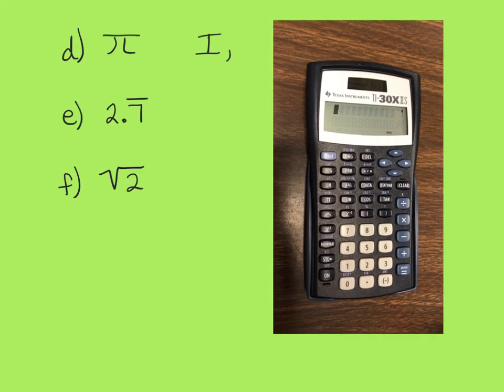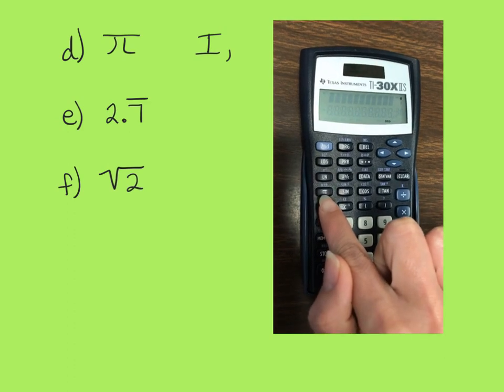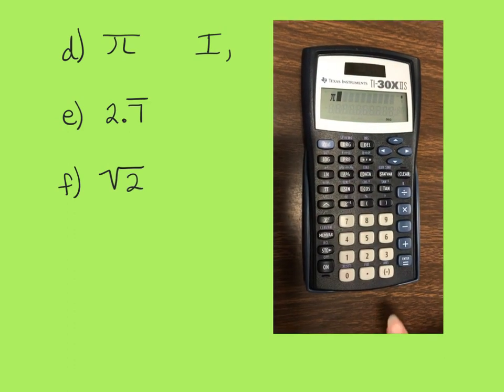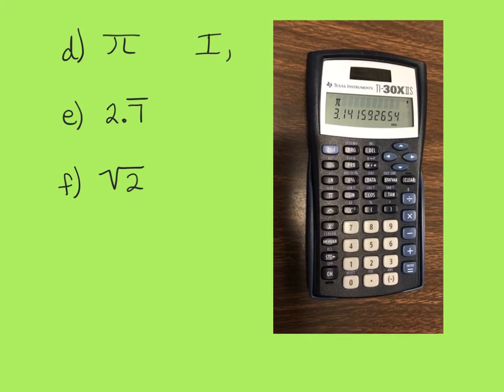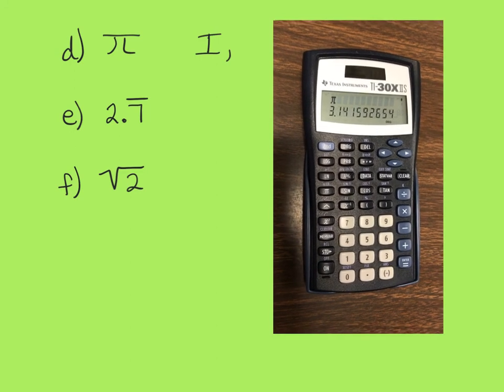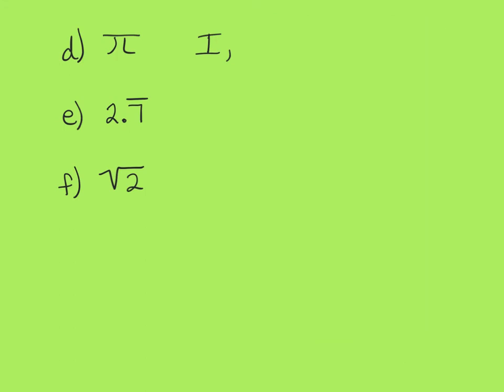Okay, so we are going to see if pi is irrational. So we've got the calculator on, and notice this pi button here. I just press pi and hit enter, and it gives me a decimal, 3.141592654, and it goes all the way across my screen and does not repeat. So pi is irrational because it is a non-terminating, non-repeating decimal. It went all the way across the calculator screen and it was not repeating, so it is irrational.